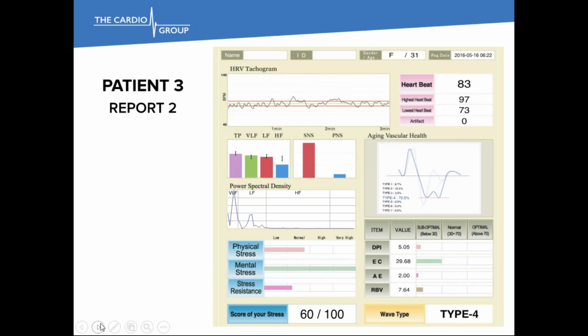The next client we have here is a 31-year-old female showing a type 4 waveform, again with a smattering. And so I'm starting to wonder, is this really a good quality study? The eccentric contraction is suboptimal, elasticity is very low, residual blood volume is low. This is probably a study that I'm going to repeat in a 31-year-old female.